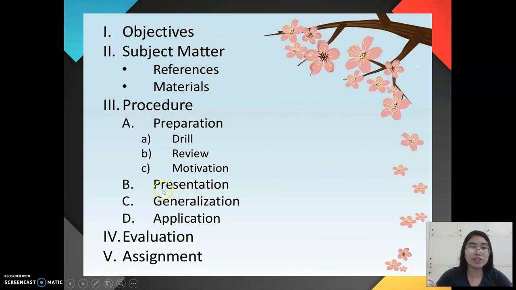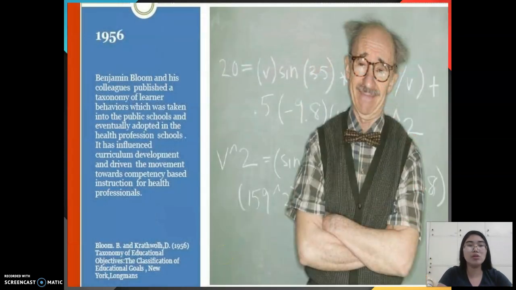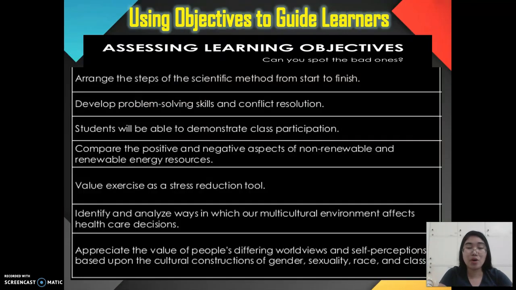We also have the last two: evaluation. You need to assess the learning of your students by having evaluation activities, quizzes, multiple choice, drills. And lastly, it's optional, assignment, an enrichment or enhancement activity. In 1956, Benjamin Bloom composed the taxonomy of learning objectives. He is the founder of the cognitive domain and the different domains of learning.